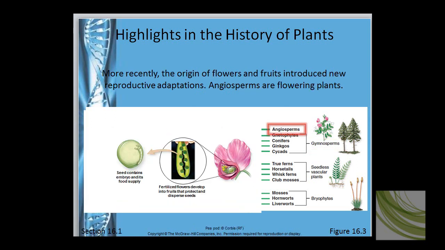Then we had the angiosperms, and the big thing about angiosperms is these flowering structures. These tend to attract symbiotes to help with pollination. And once you pollinate a female egg, it becomes a seed.